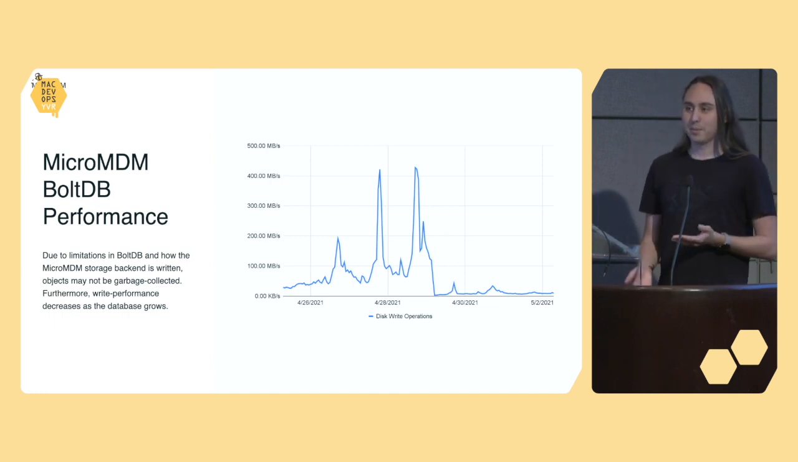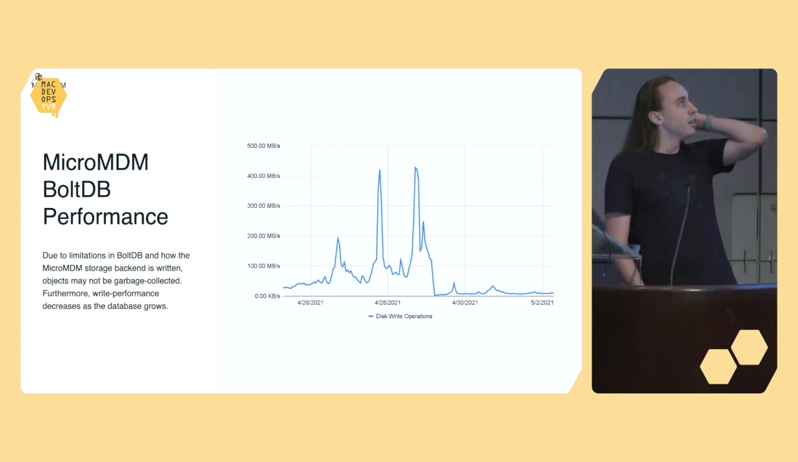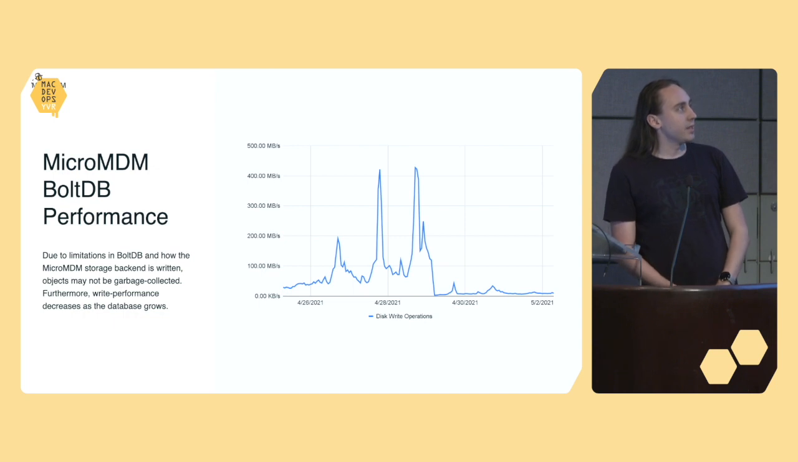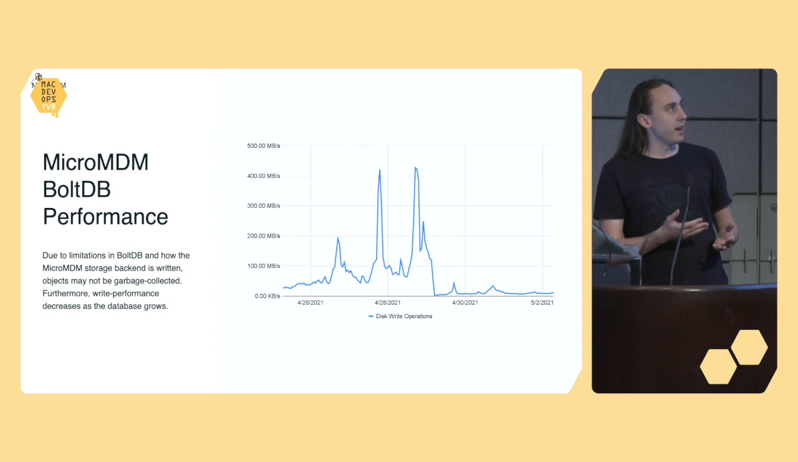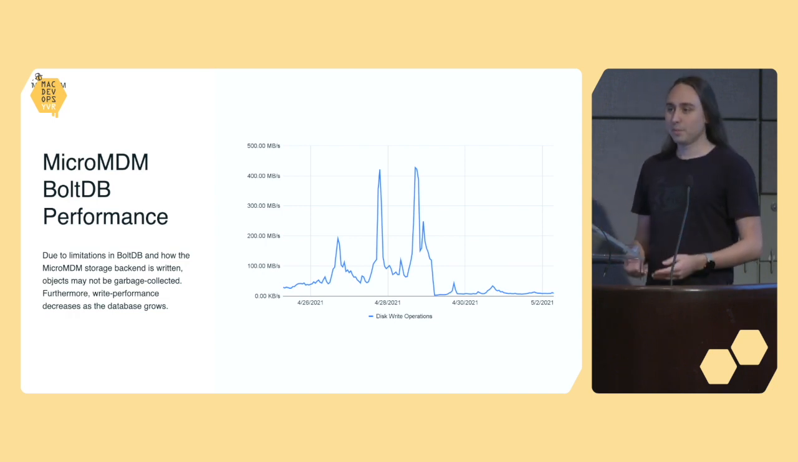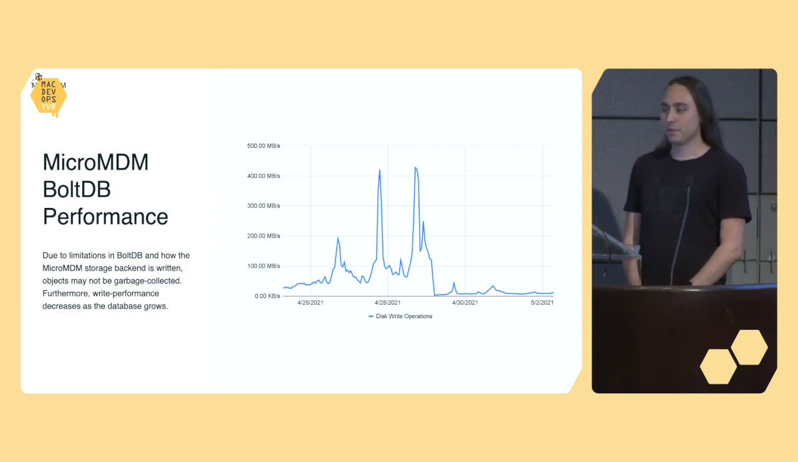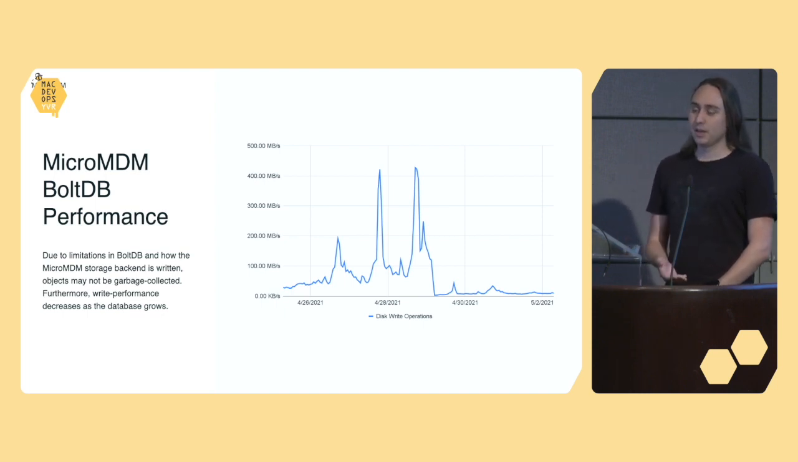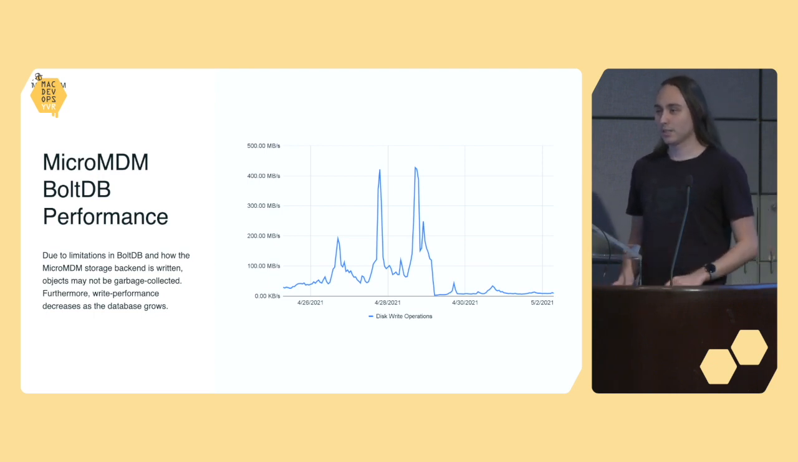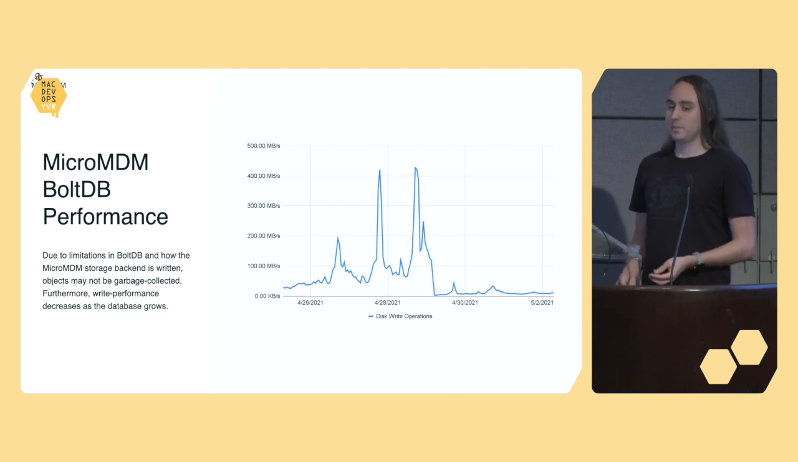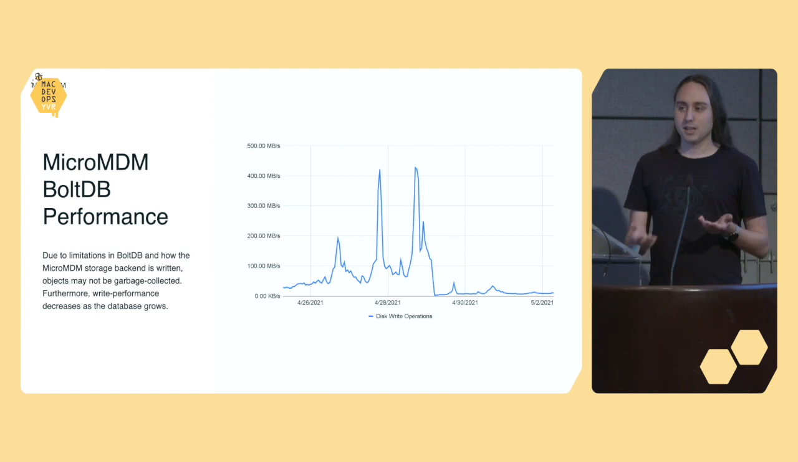Here's an example of where MicroMDM has started to fail us. So MicroMDM uses a database called BoltDB, which has some performance issues. This graph shows the number of write operations that MicroMDM is performing. So higher in the graph means more writes. Since MicroMDM is an IO-bound process, more writes means it's operating slower, we're getting less performance, and devices aren't able to contact the management server as often. This is because BoltDB, as it gets more entries in its database, is slower to access.